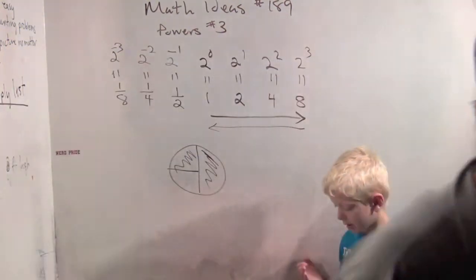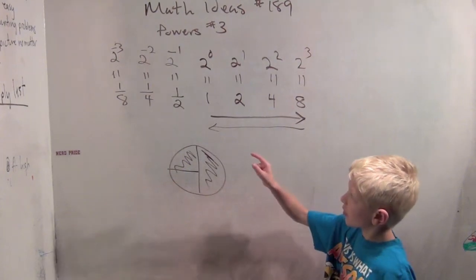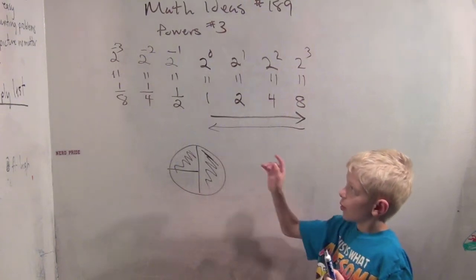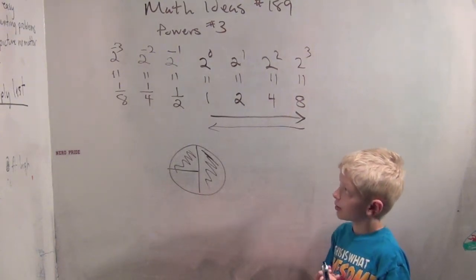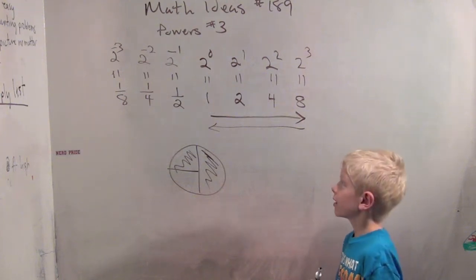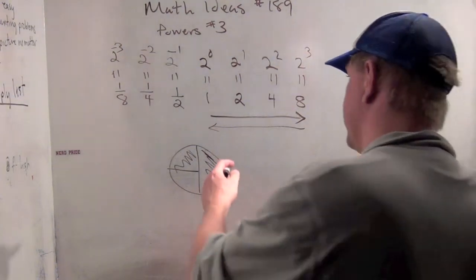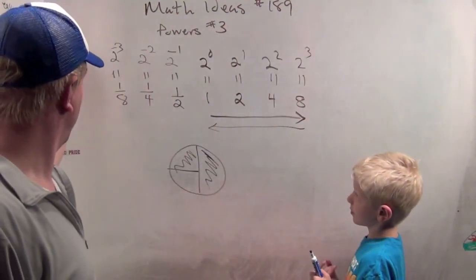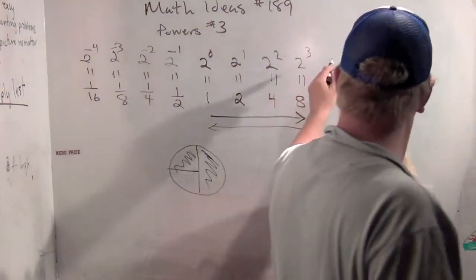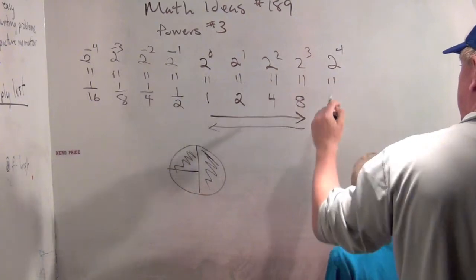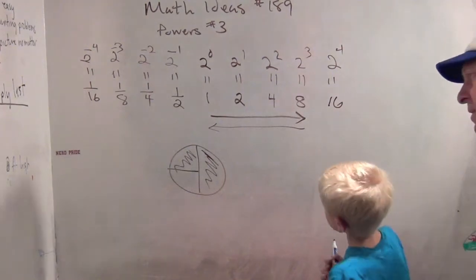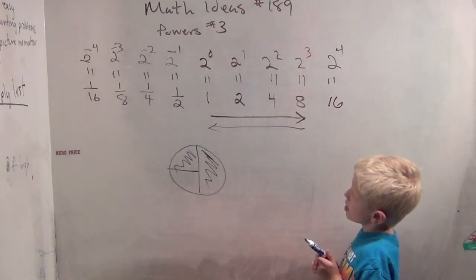What's the pattern that you see? The top numbers go 1, 1, 1, and the bottom numbers now are 2, 4, 8. What do you think the next one's going to be when we keep going this way? 2 to the minus 4 is 1/16. And 2 to the 4th power is 16. That's really interesting.